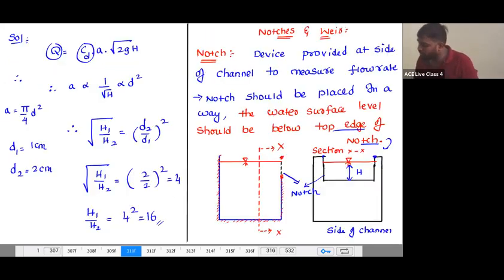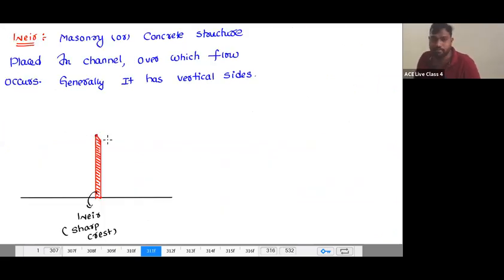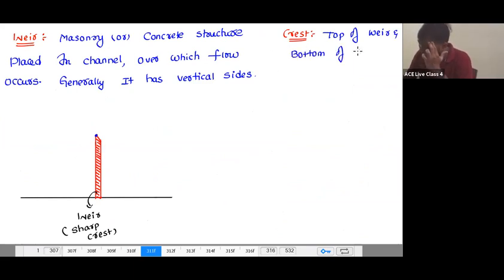Crest means the top of the weir or the bottom of the notch. Whether or not there is a notch, the bottom of the notch is known as the crest. This is the crest, and here also this is going to be the crest. So what is a crest? The crest is the top of the weir and the bottom of the notch.